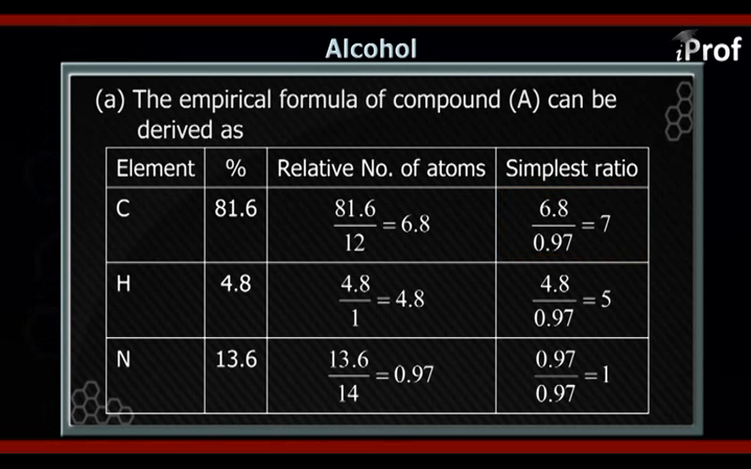Similarly, if you divide the relative number of atoms of hydrogen, again by the lowest relative number of atoms, that is of nitrogen, which equals 0.97. So 4.8, that is the relative number of hydrogen atoms, divided by 0.97, that is the relative number of atoms of nitrogen, the simplest ratio or the number which we get is 5.